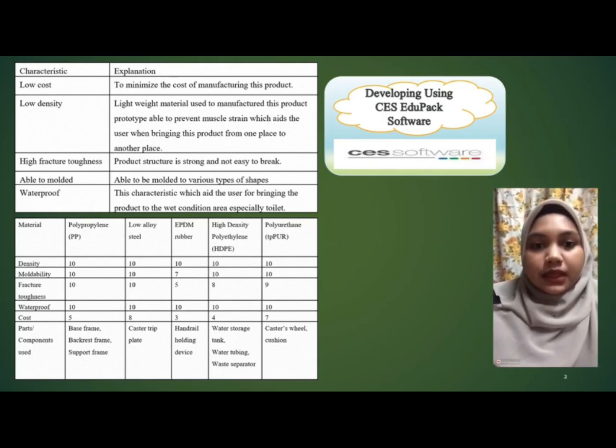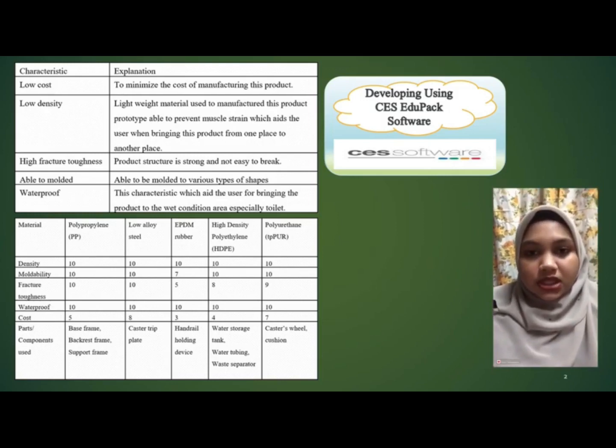There are 4 important steps that we took for selecting the best material for the reconfigurable toilet chair. First step is translation, second step is screening, third step is ranking, and last step is documentation. There are some selection properties that have been listed in the table, which are density, moldability, fracture toughness, waterproof, and lastly cost.